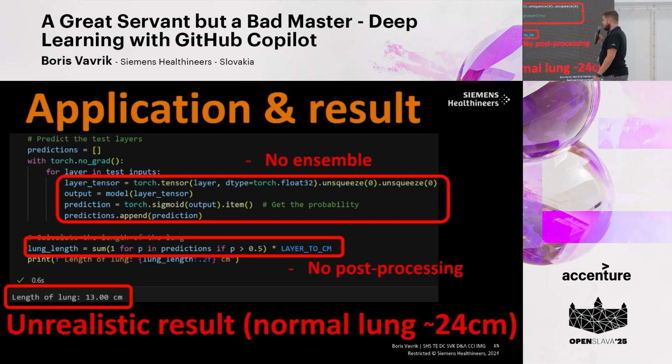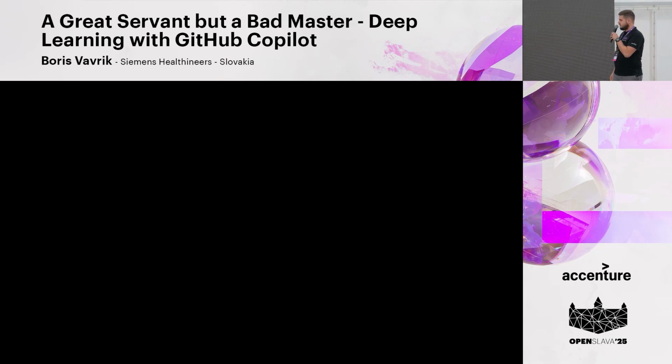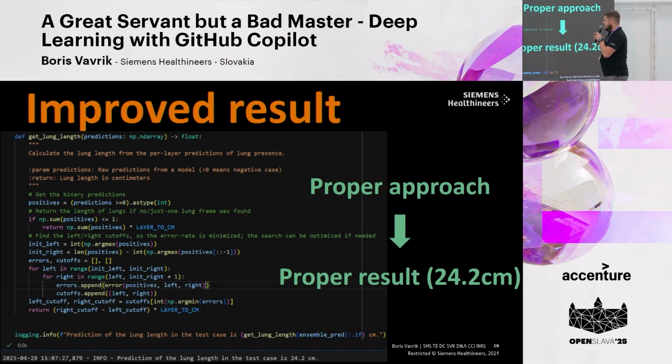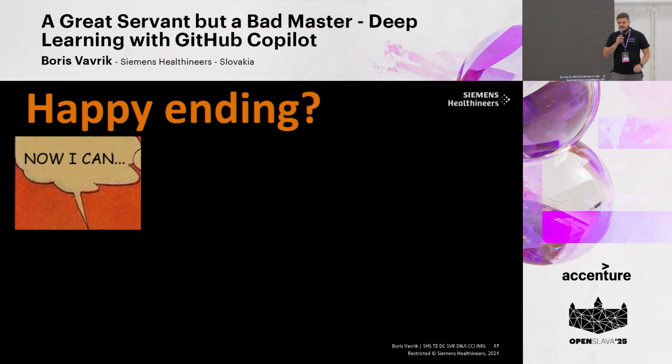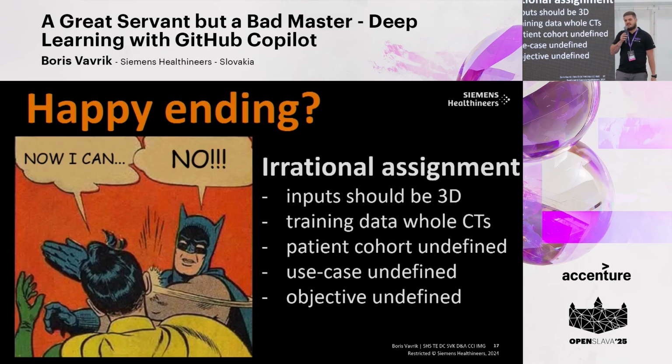And for the application, there is no ensemble, no post-processing, and the result is unreasonably low. 13 centimeters is maybe a teenager, not even that, because the realistic result of the lung length is 24 centimeters. If you tackle all of the problems over a much longer time than the 2 minutes it took to create the whole code, you may eventually get something, but you have to be quite an expert to fix all of those hidden problems, and you will get a proper result. It's 24.2 centimeters.